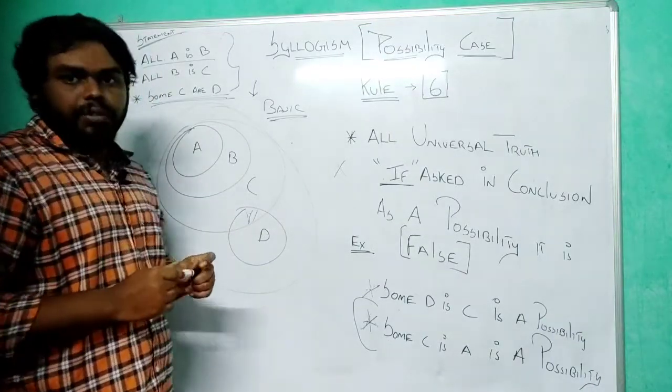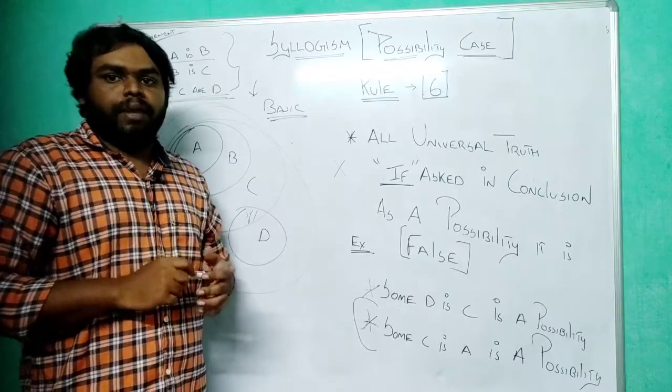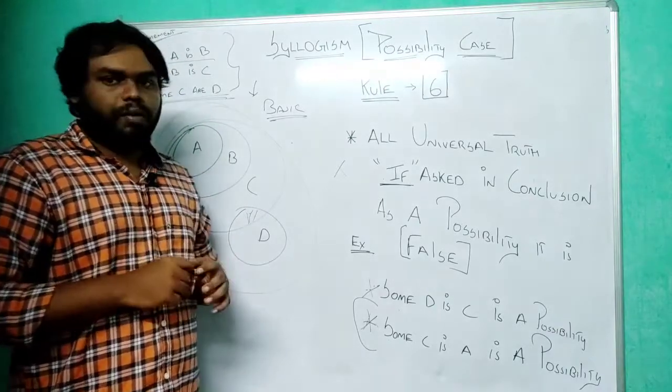So these are the 6 rules that we should remember before solving syllogism's possibility case, right? If you understand these 6 rules, you will have no doubts.